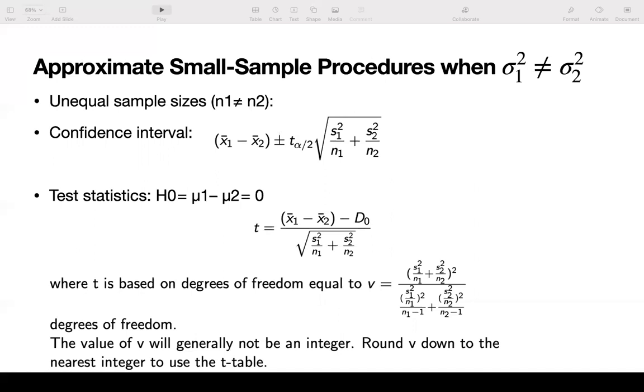And so t here is based on degrees of freedom equal to v, given by this complex formula. The value of v will generally not be an integer due to this complex formula. So we have to round v down to the nearest integer when using the t-table.